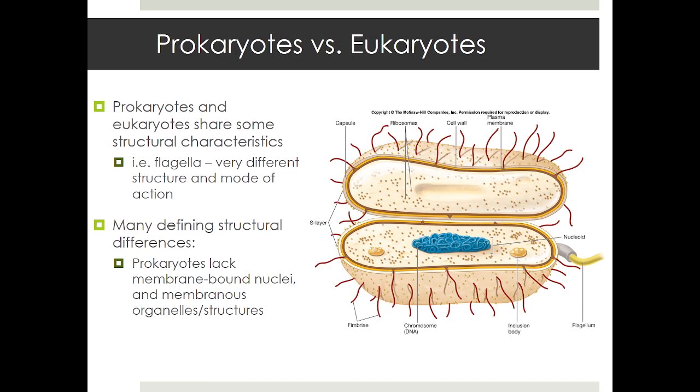But generally speaking, the big difference that's going to separate eukaryotes and prokaryotes is the lack of a nucleus in prokaryotic cells. We've already talked about this. We talk about it all the time, but that is truly the defining characteristic that separates prokaryotes from eukaryotic cells.